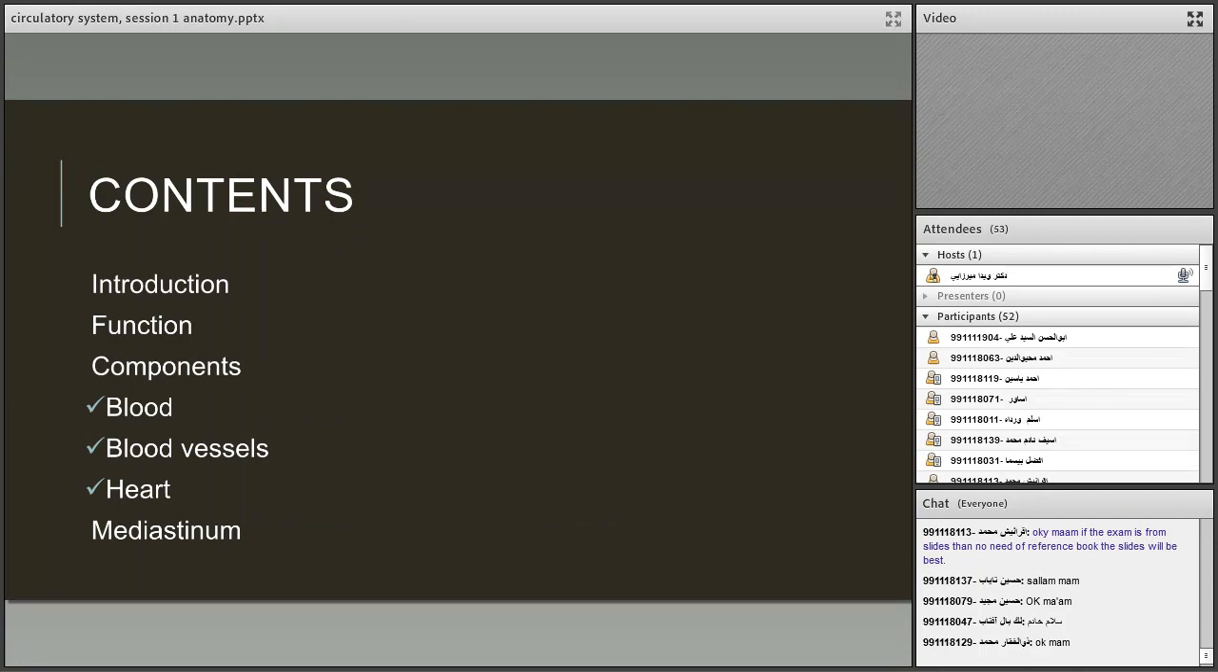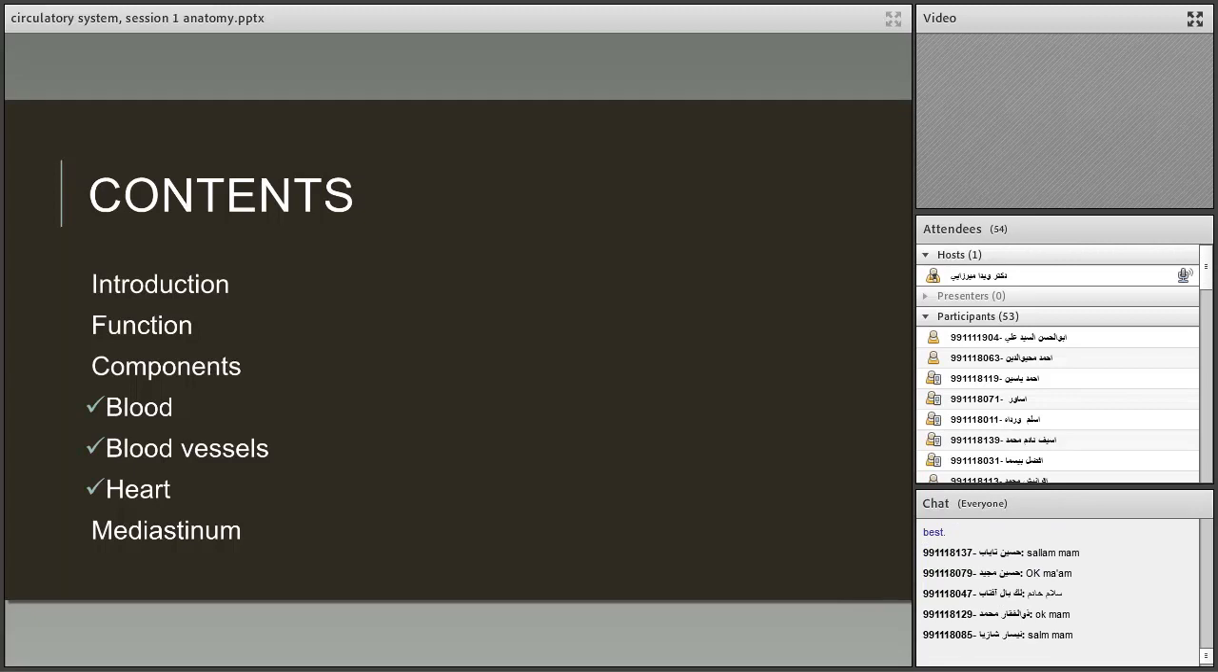In this session, the first session of the anatomy of the human circulatory system, we are going to talk about a brief introduction of this system and its function. Then I will explain the components of this system, which are the blood vessels and the heart. At the end of this class, we will talk about the mediastinum, which is the place of the heart. Okay?